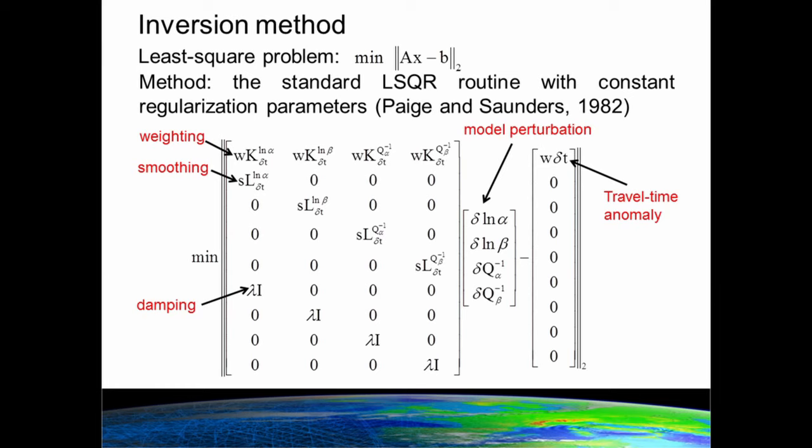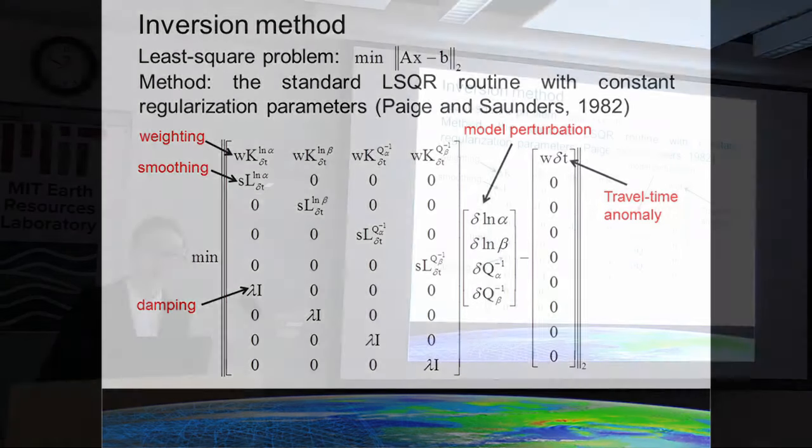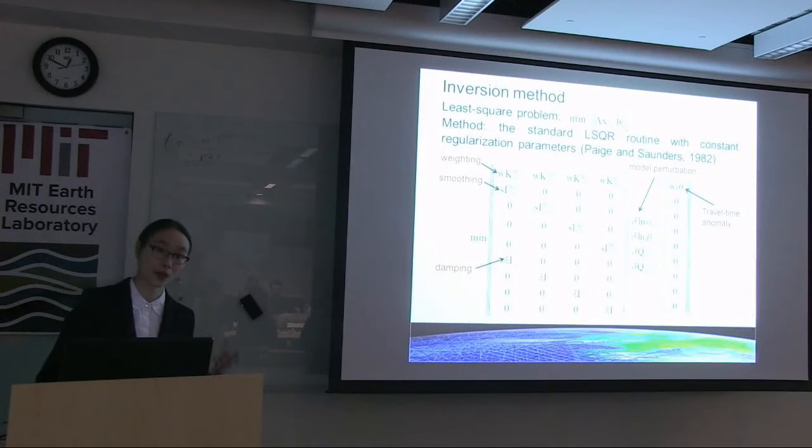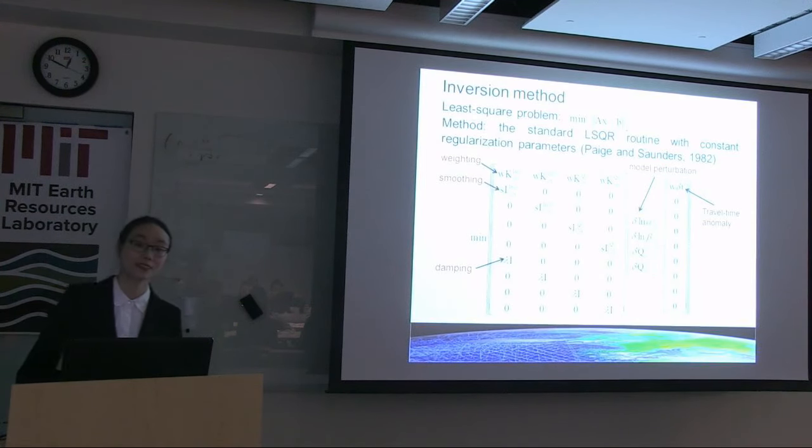But the damping parameter has an effect on the model perturbation parameters. At the current stage, we are using the same damping parameters for all the model perturbations, but we are doing more analyses, and we expect to use different damping factors that will give a balance on the perturbation of velocity and attenuation structures.